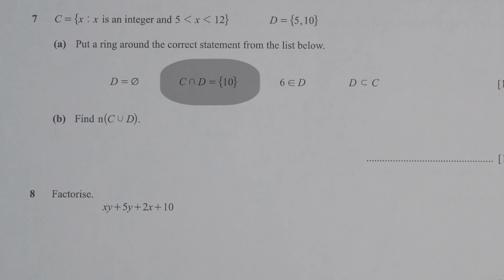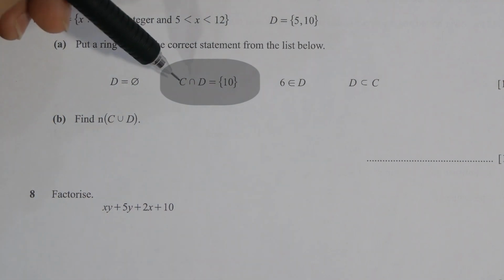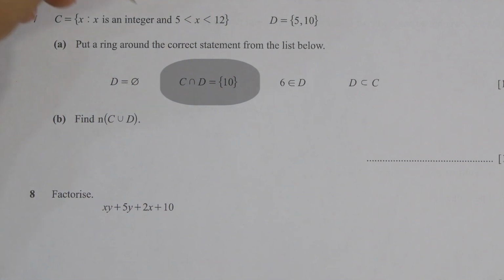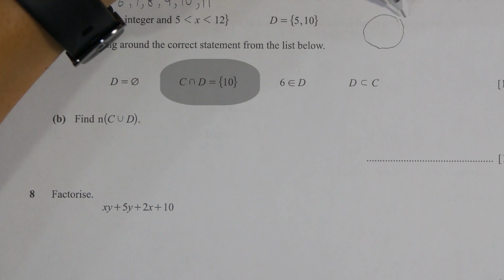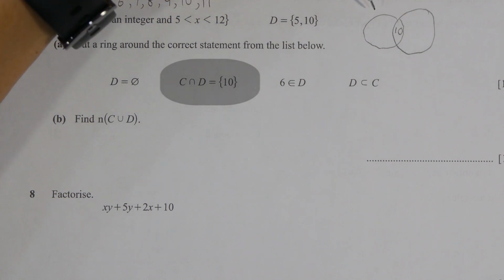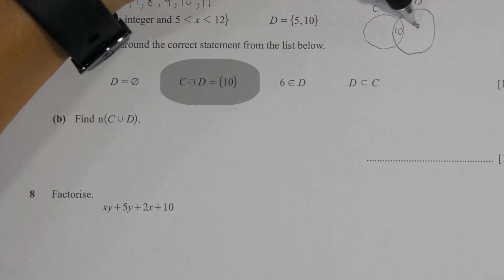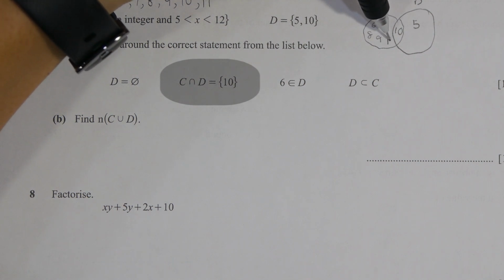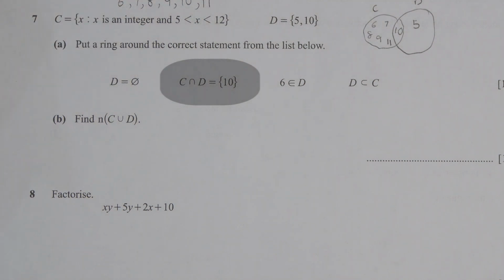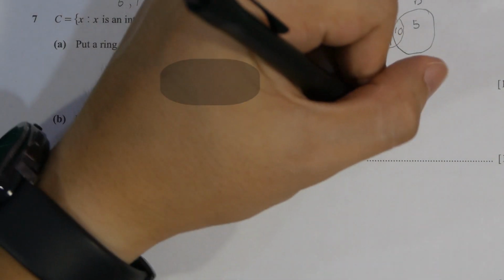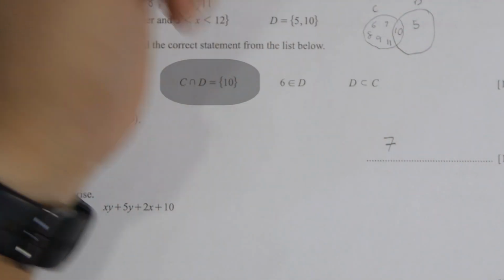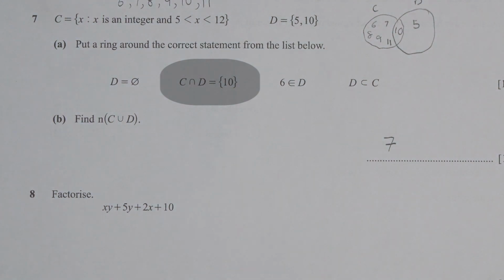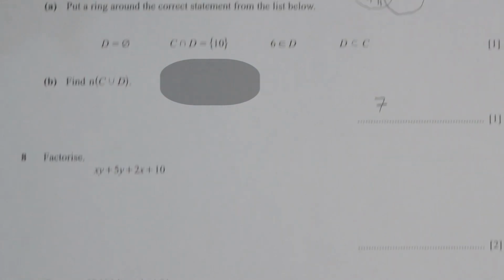For question 7, x is an integer between 5 to 12. So 5 and 12 are not considered. So the possible values will be 6, 7, 8, 9, 10. And D itself has 5, 10. So I listed everything in, and I drew 2 circles over there. So find the number of elements in C union D. So there's a total of 7 numbers over there.